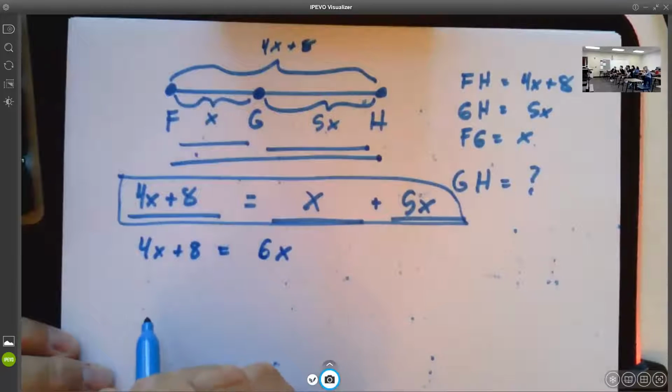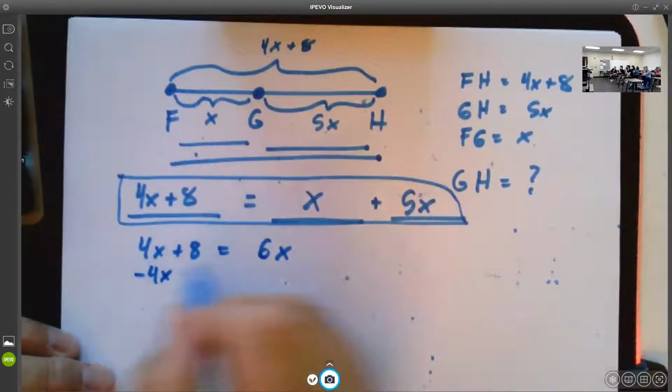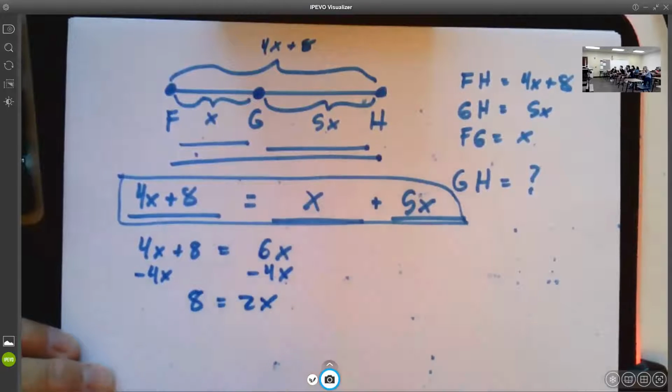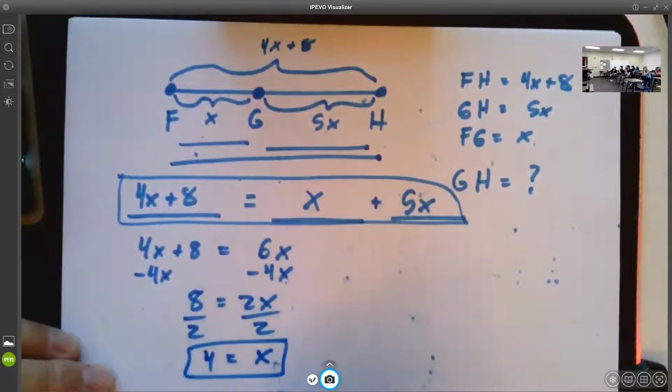Okay, now what do I do? You need to switch the x. Love it, love it. Okay, now what? Divide by 10, x equals 4. Yeah. Boom. Now, here's my problem.